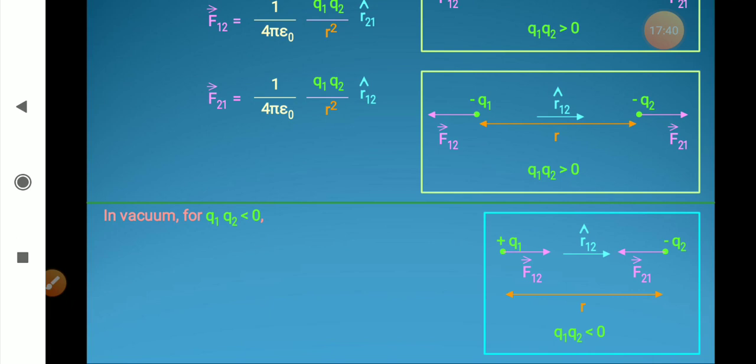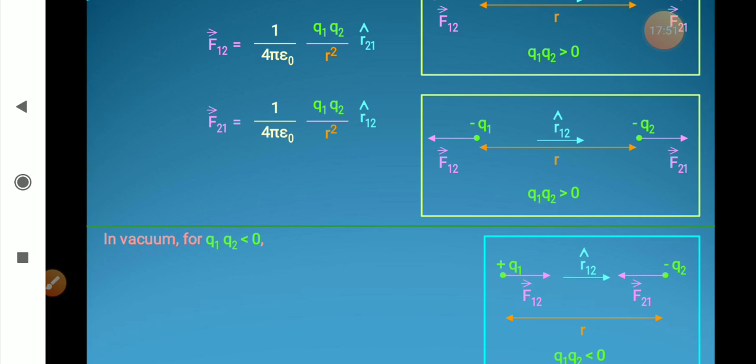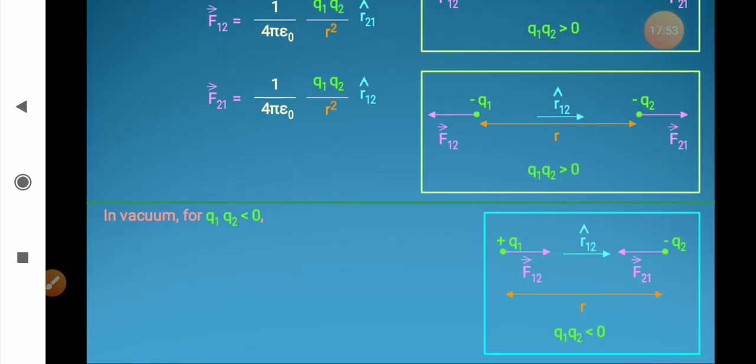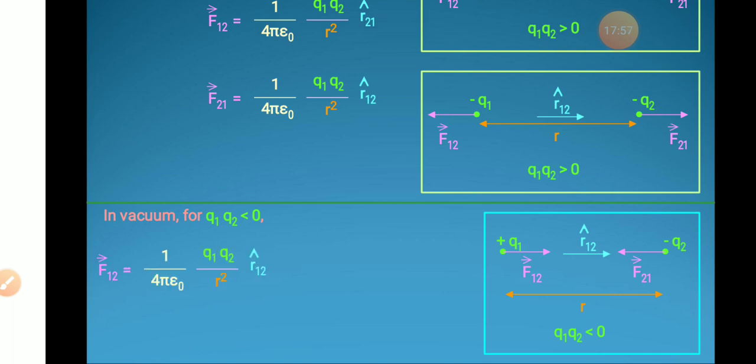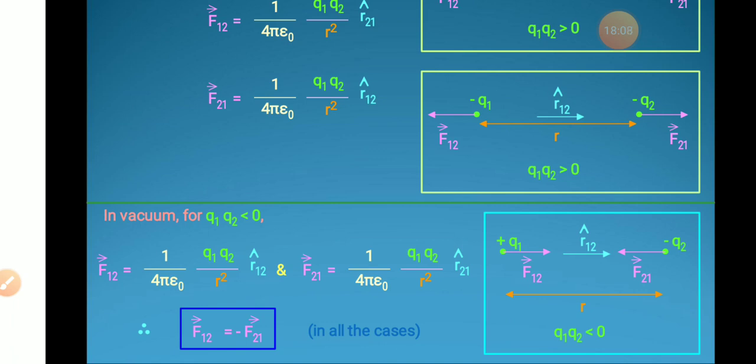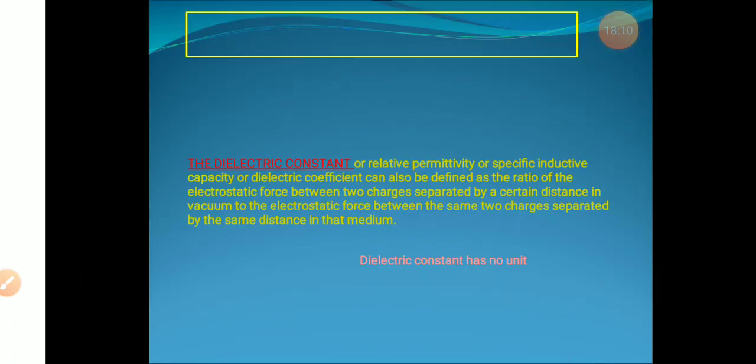So in vacuum for Q1, Q2 less than 0, that means for opposite charges. If one is positive, one is negative, the product will be negative. That means we have unlike charges. So now see the relation. The forces F12 and F21 are equal and opposite in all cases.